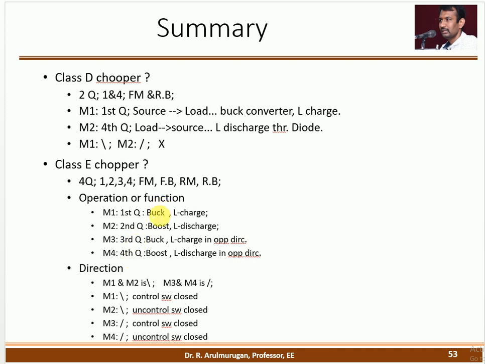First one is inductance charging, discharging. Inductance is charging in the opposite direction, inductance is discharging in the opposite direction. So then direction, left slash, right slash, right slash. So controlled switches are closed. You mean you are using controlled switches. Uncontrolled switches are closed, and controlled switches are closed. Uncontrolled switches are closed. So that's all about the class D and the class E chopper.